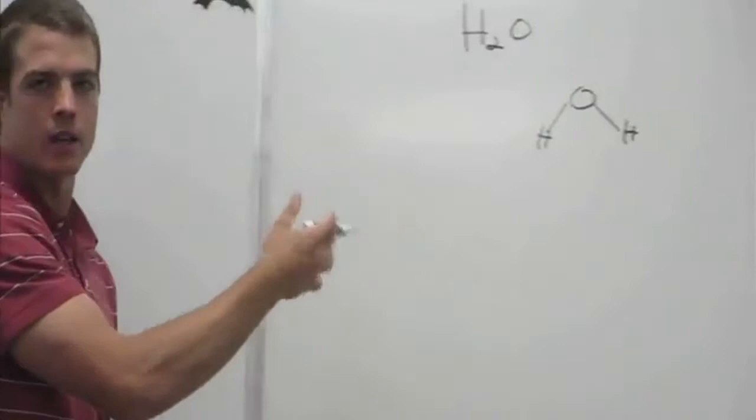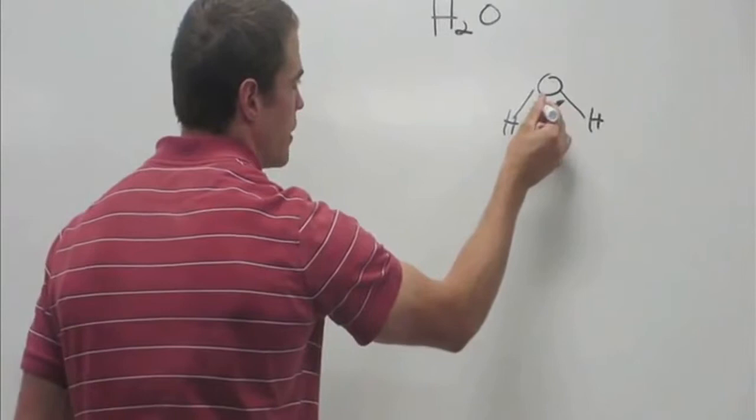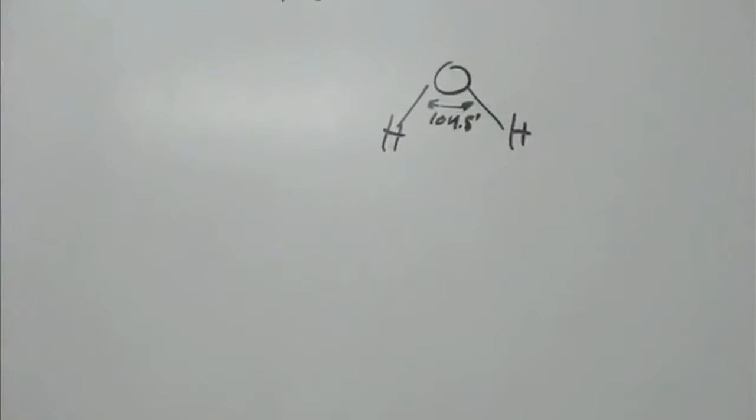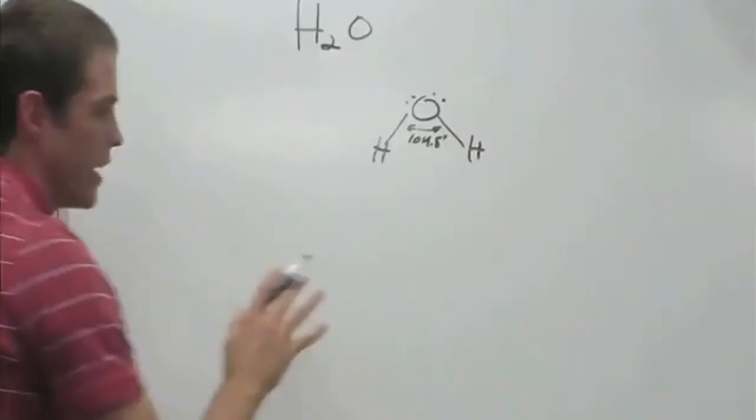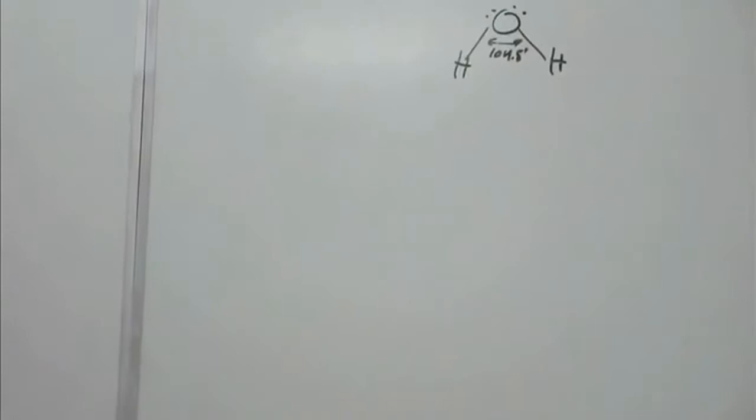But why is the water molecule bent like this? Actually, the bond angle is about 104.5 degrees. Why is it like that? It turns out it's because there are electrons right here. We call these lone pairs of electrons. Now, don't get too confused here. I point that out because I'm going to explain to you what's called the self-ionization of water, or autoprotolysis.